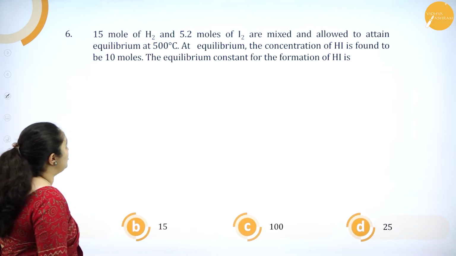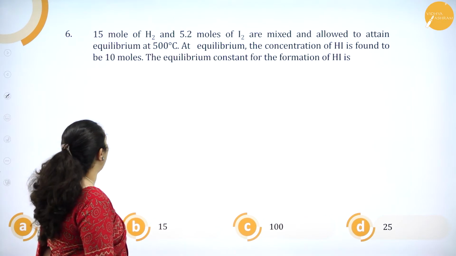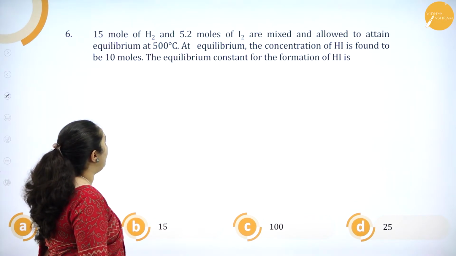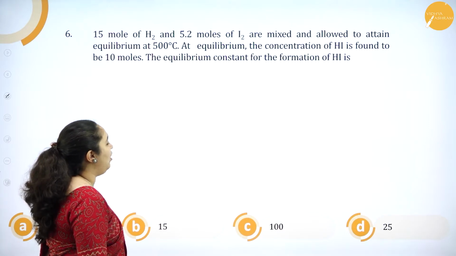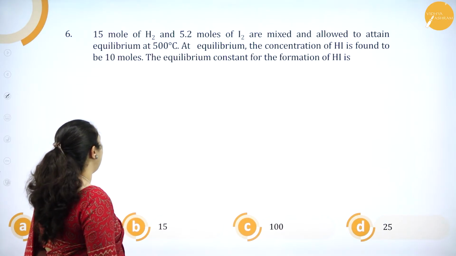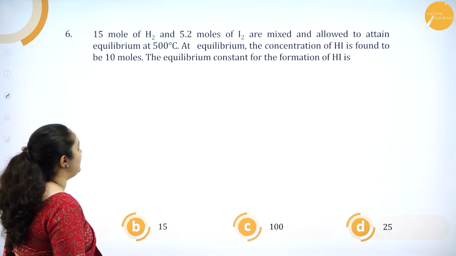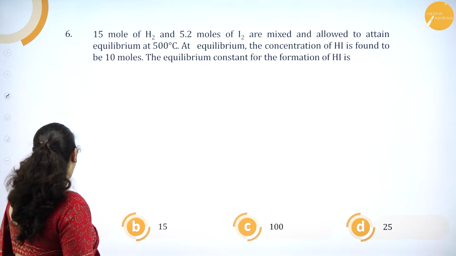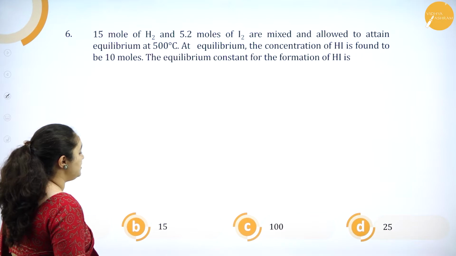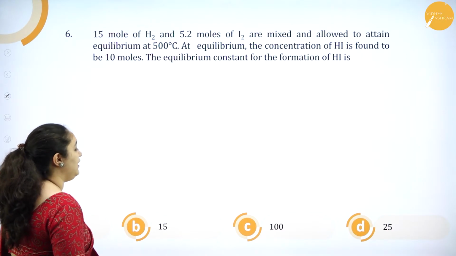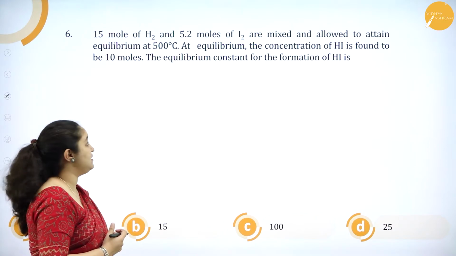15 moles of hydrogen and 5.2 moles of iodine are mixed and allowed to attain equilibrium at 500 degrees Celsius. At equilibrium, the concentration of HI is found to be 10 moles. The equilibrium constant for the formation of HI is: option A 50, option B 15, option C 100, option D 25.